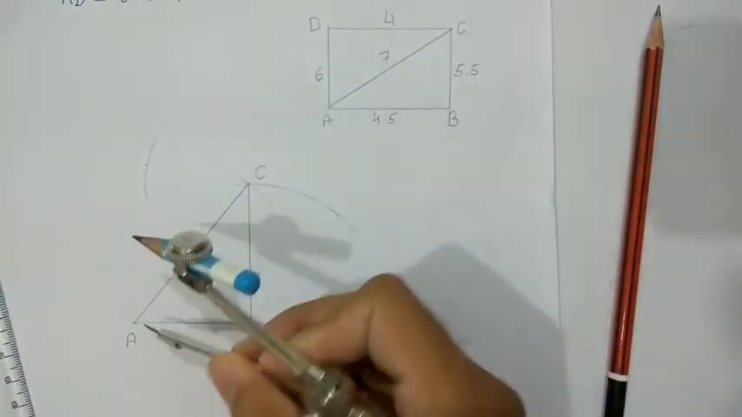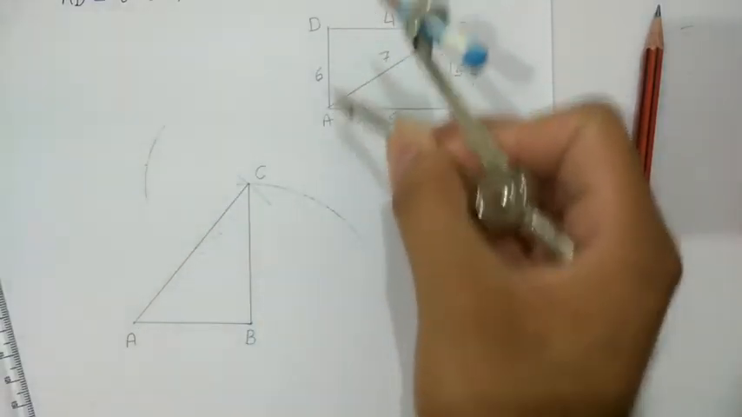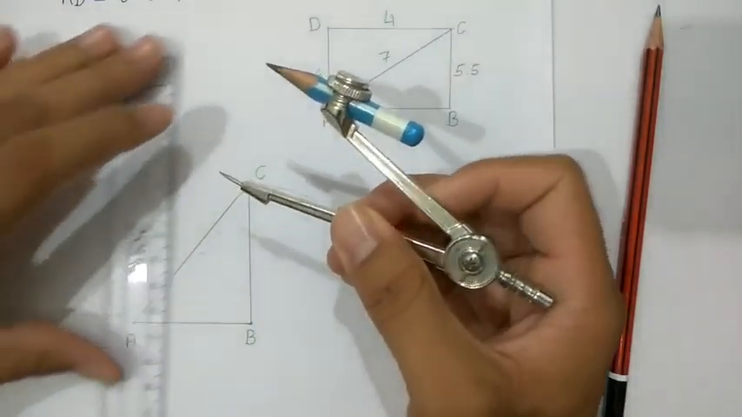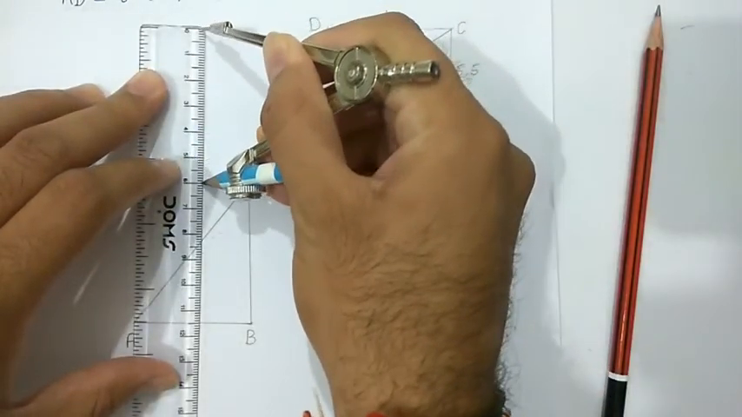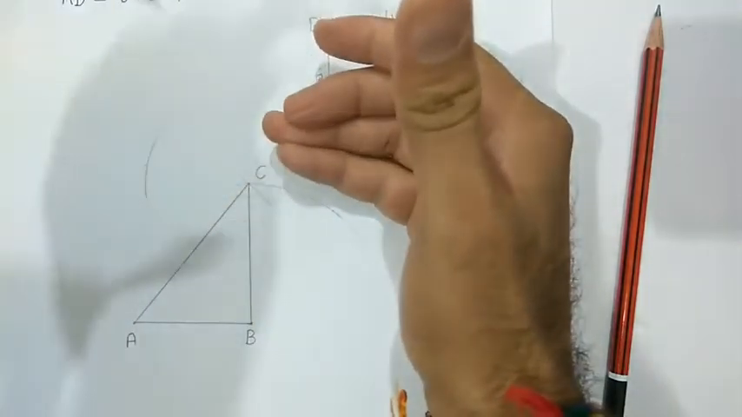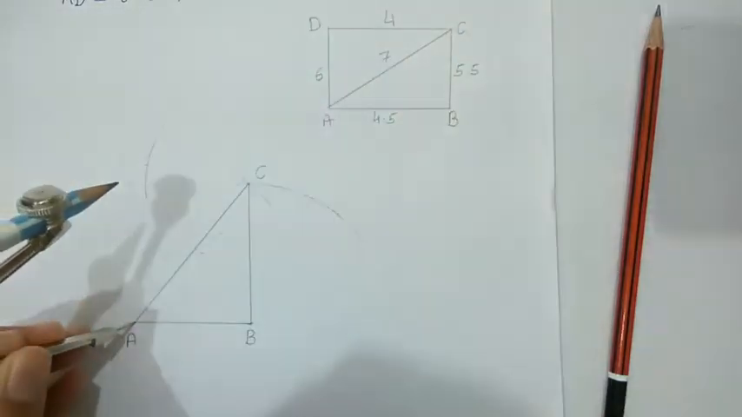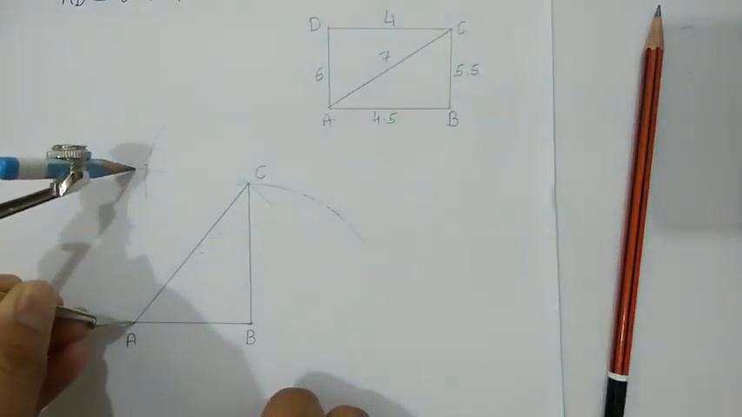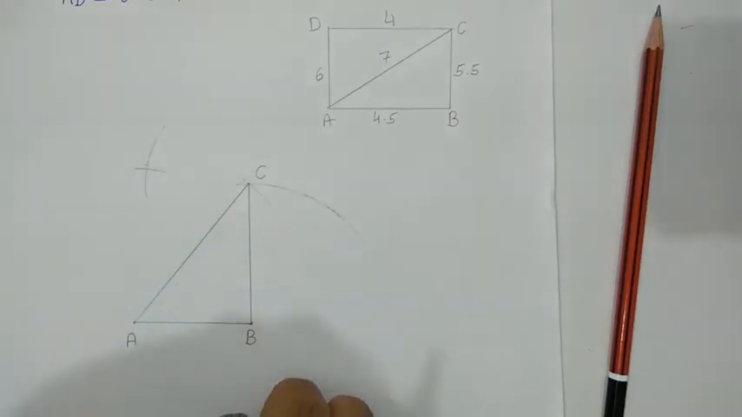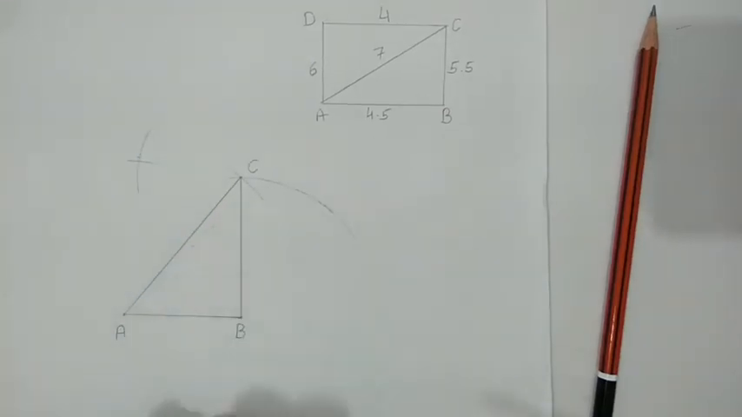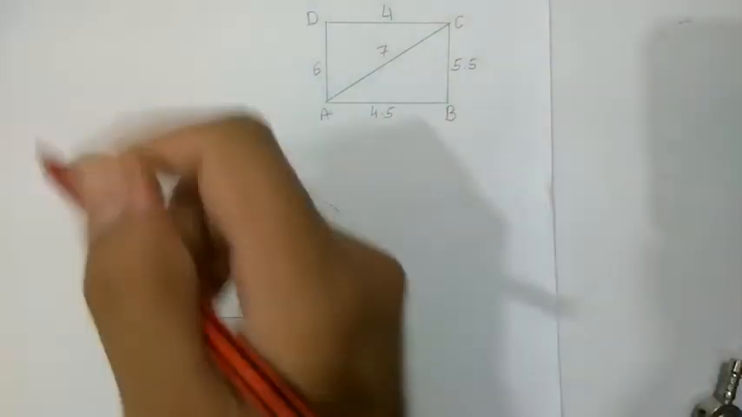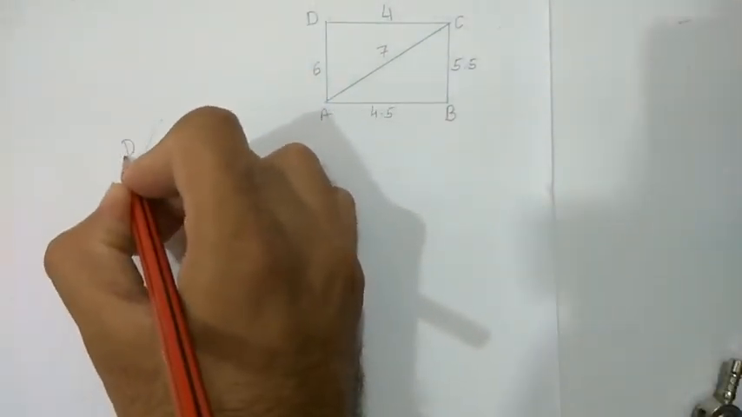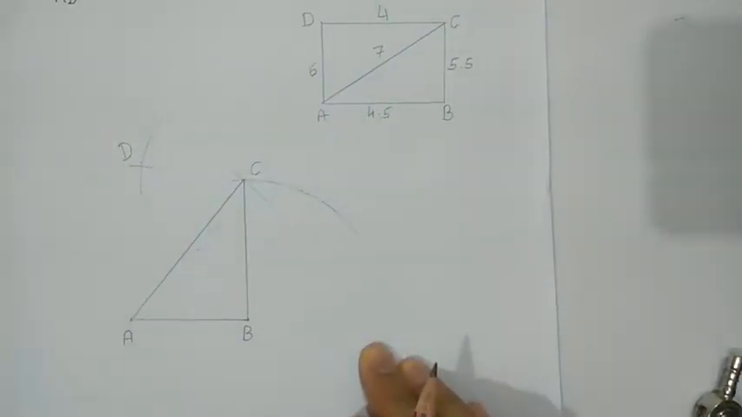Now we have to draw one more arc from A. And how much is the distance? 6 centimeter. So measure the distance of 6 centimeter. This is the measure of 6 centimeter. Now we have to draw an arc from this point onto that previous arc. Now both the arcs are intersecting at this point. And which point is this? This is point D, right? So D is found now.